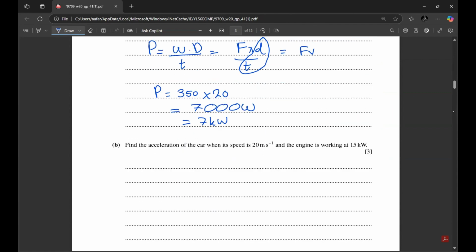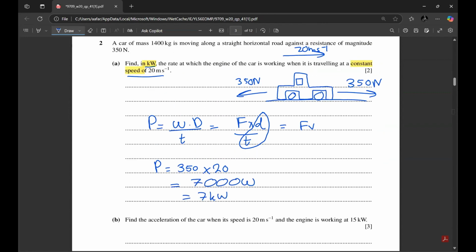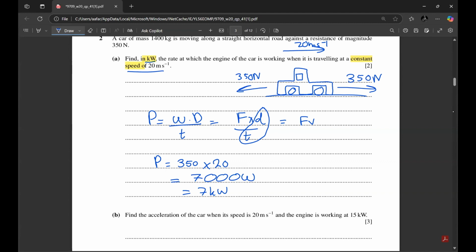Find the acceleration of the car when its speed is 20 meters per second and the engine is working at 15 kilowatt.